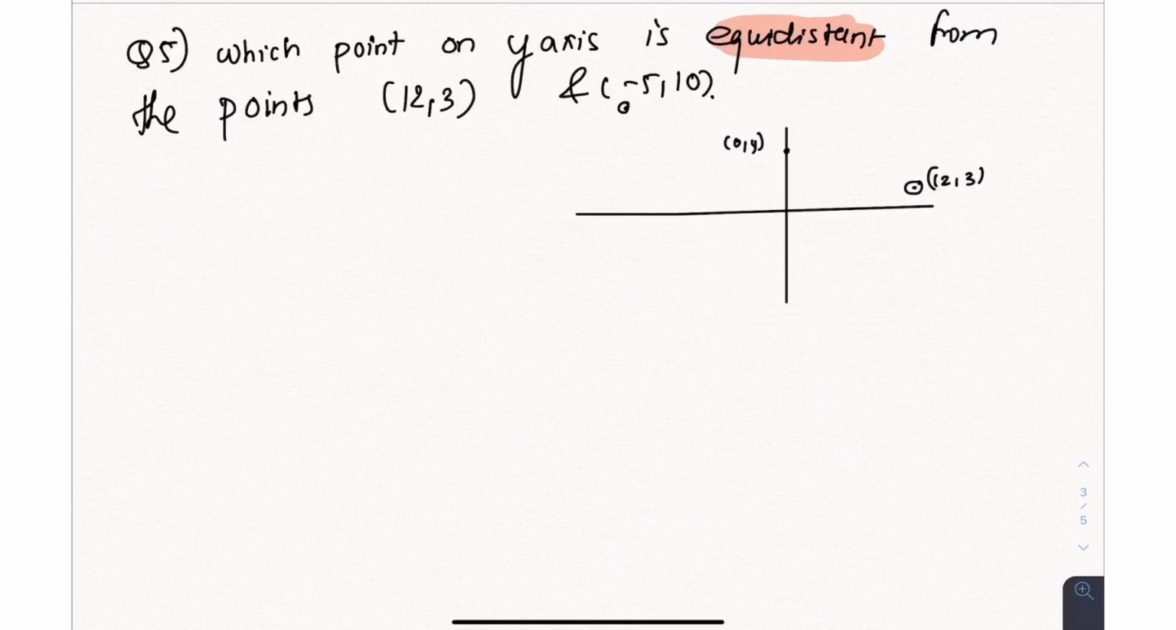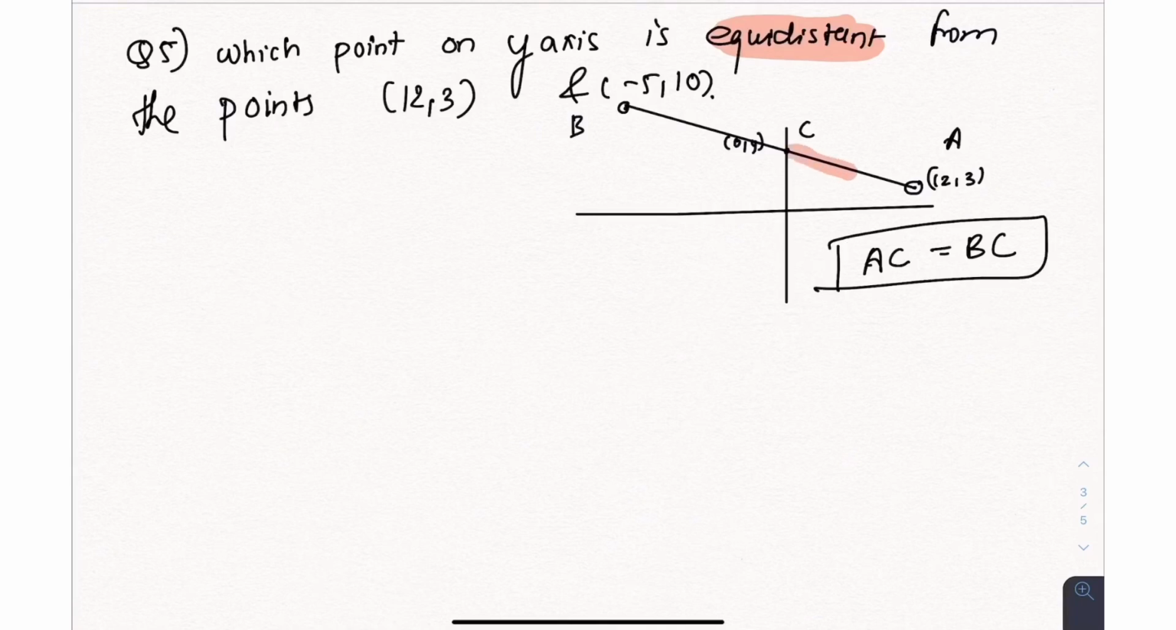So now what they are saying is, which point on y-axis is equidistant from (12, 3) and (-5, 10)? So suppose I'm naming this as A, this as B, and the point which is on the y-axis as C. So what they are saying is that AC is equal to BC. Since they are equidistant, this length AC is equal to BC. Okay? So C is in the middle. So CA is equal to CB. In other words, you can also say that C is the midpoint of AB.